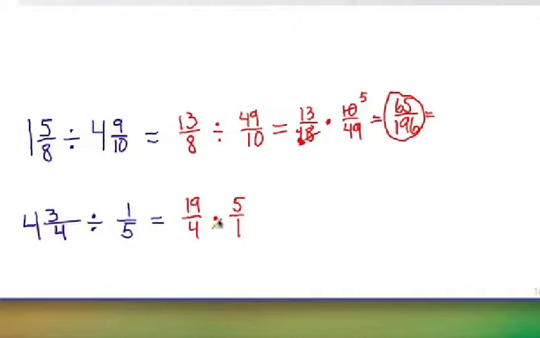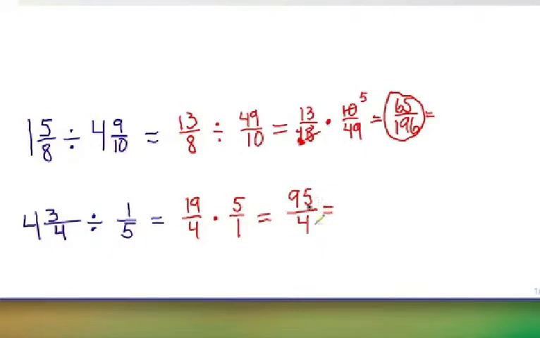So 19 over 4 times 5 over 1. Take a look at the top and the bottom numbers compared to each other. There are no common factors. So let's go ahead and multiply it straight across. On the bottom it's 4 times 1. On the top it's 19 times 5, which is 95. So 95 over 4. There's no other way to reduce that other than make a mixed number out of it.